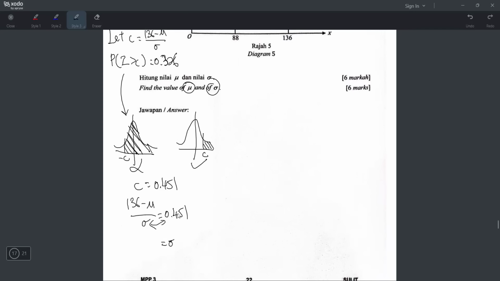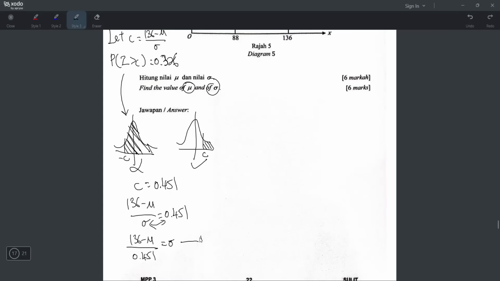And how to do that? Just switch place. This one and this one just swap places. So 136 minus mean over 0.451. And later I will do the same also for the other equation, making the standard deviation single. And then I can just do standard deviation equals standard deviation, substitute the 2, and then maybe cross multiply whatever, and then you get the answer. Okay, so let me explain also why you can swap places. It's because this one is division. Division becomes multiplication, multiplication becomes division. So yeah, you just switch like that.